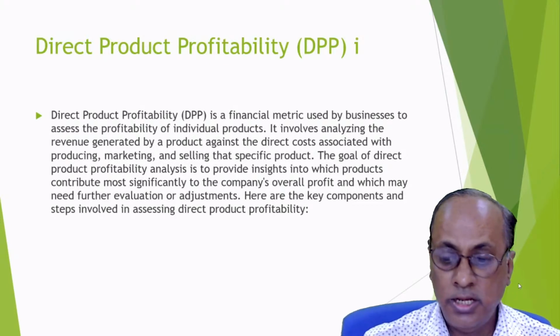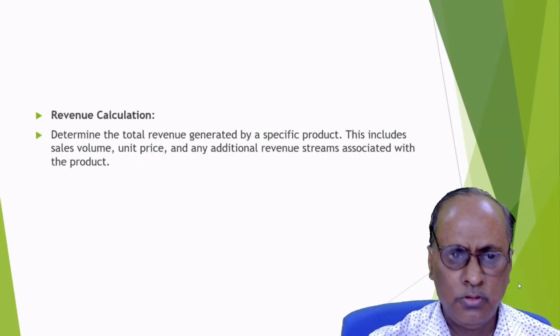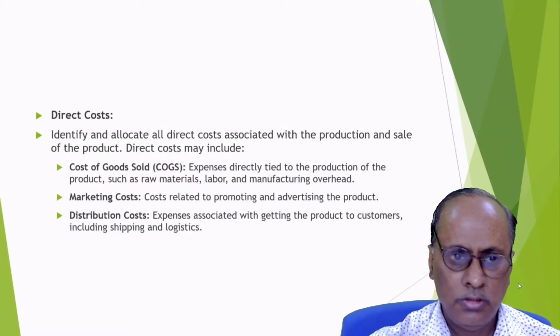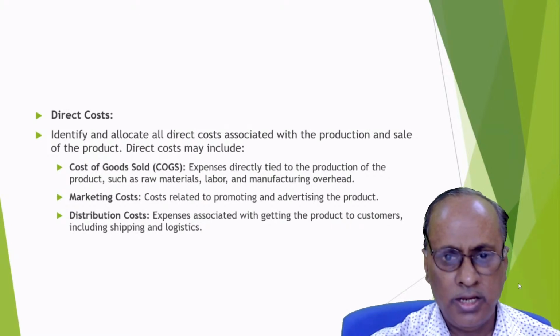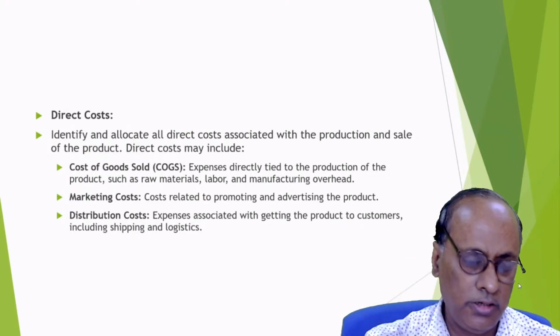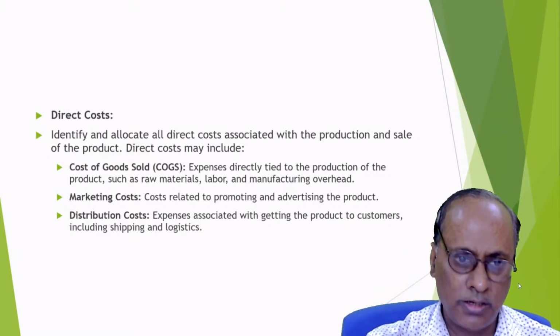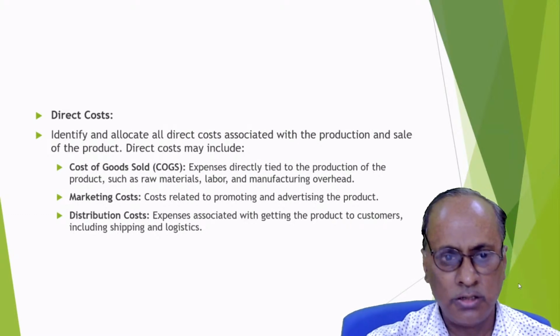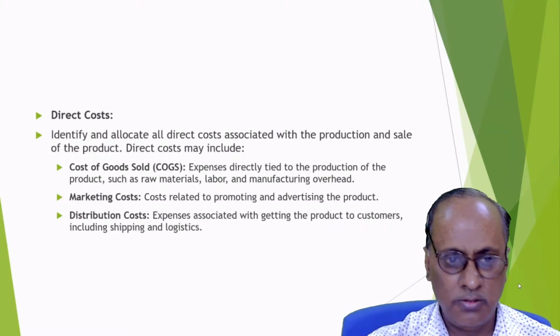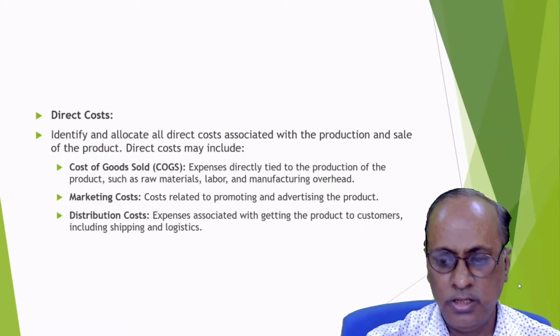Now, to do that, we have to calculate the total revenue, and then from the revenue, we identify and allocate all direct costs associated with the production and sales of the product. Direct costs, I've already told you, are cost of goods sold, marketing cost, and distribution cost. Expenses directly related to the production, such as raw materials, labor, and manufacturing overheads. Costs related to promoting and advertising the product. Distribution cost associated with getting the product to the customer.